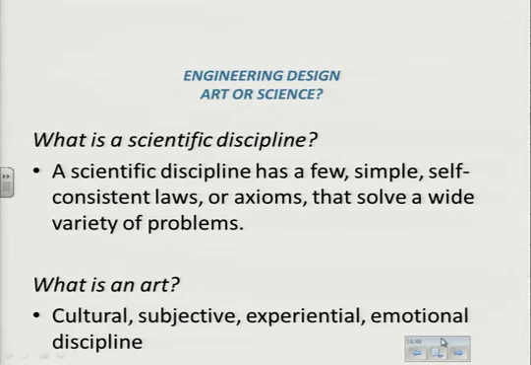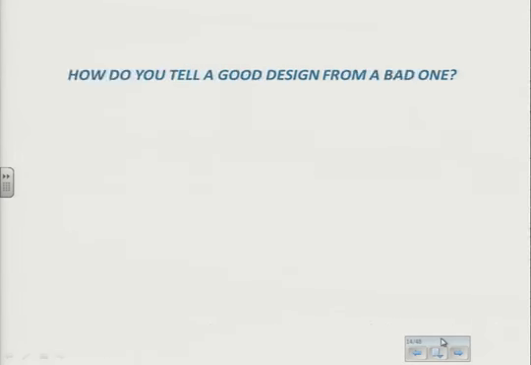Well, art is much more cultural, subjective, experiential, and emotional. So art is going to be much more difficult to teach. So it would be nice if we could teach design like a science. So if we could teach design like a science, then we would say, well, we ought to be able to somehow tell a good design from a bad design with some simple set of rules.